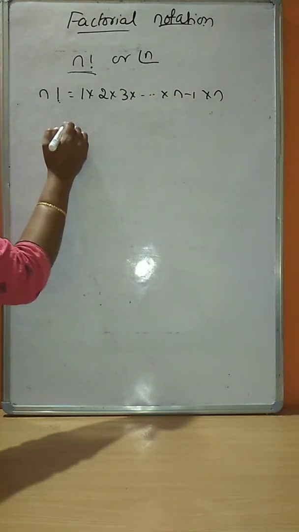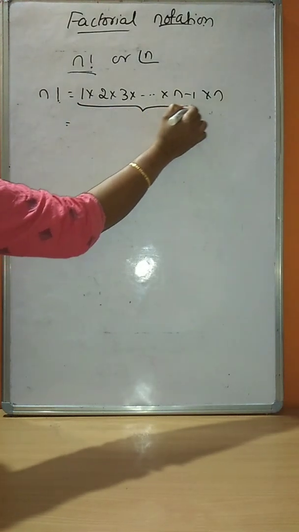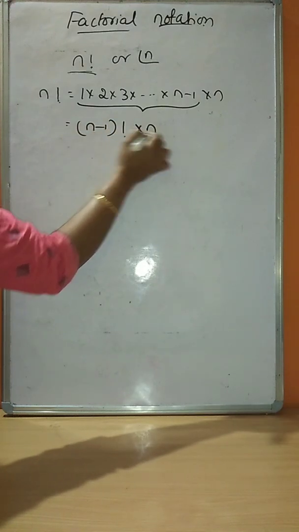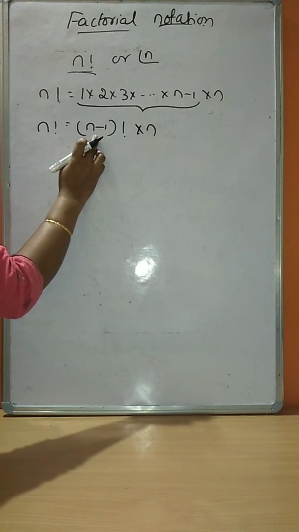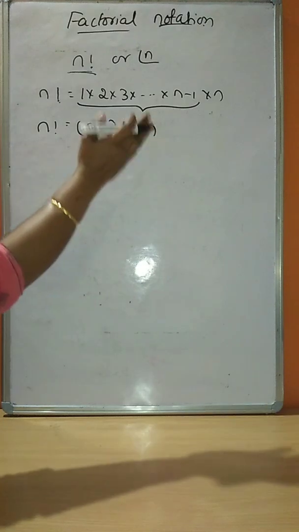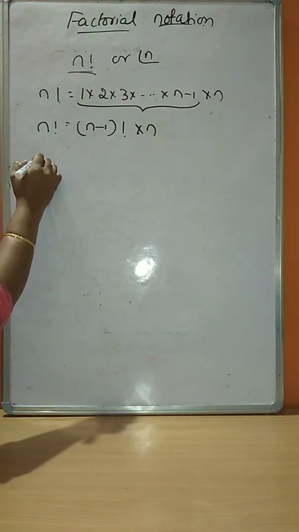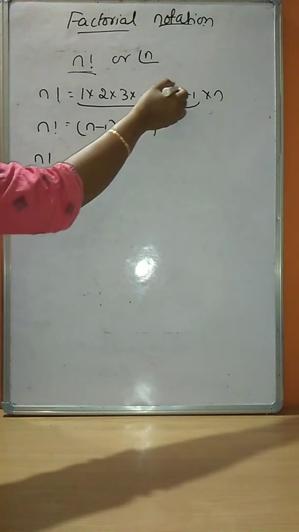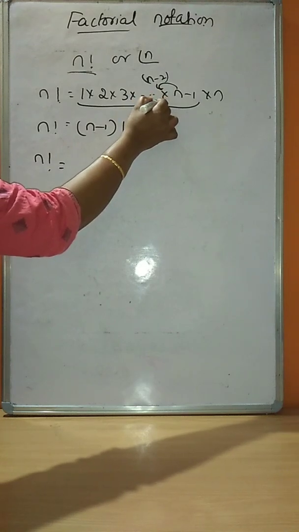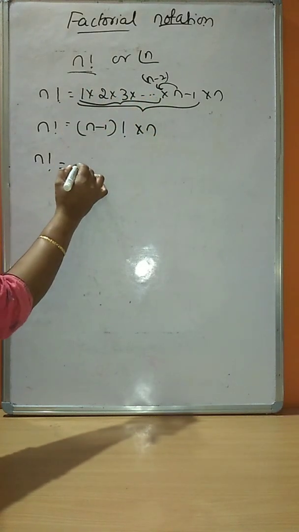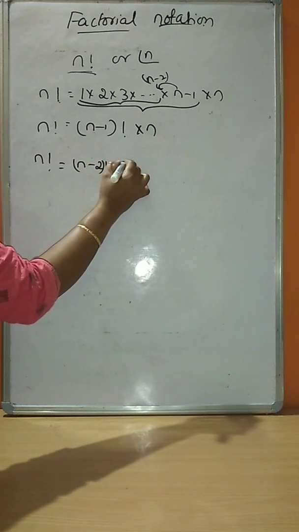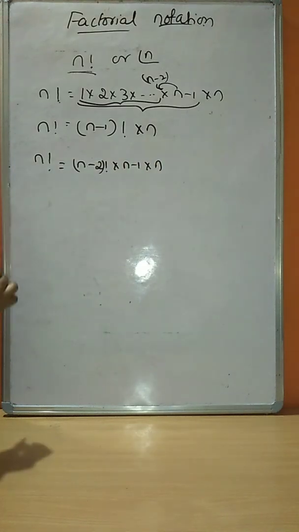So this can be written as: this part can also be written as n minus 1 factorial into n. So n factorial can be written as n minus 1 factorial into n. Similarly, n factorial can also be written with the previous element n minus 2. If I select from here to here, we can write it as n minus 2 factorial into n minus 1 into n.